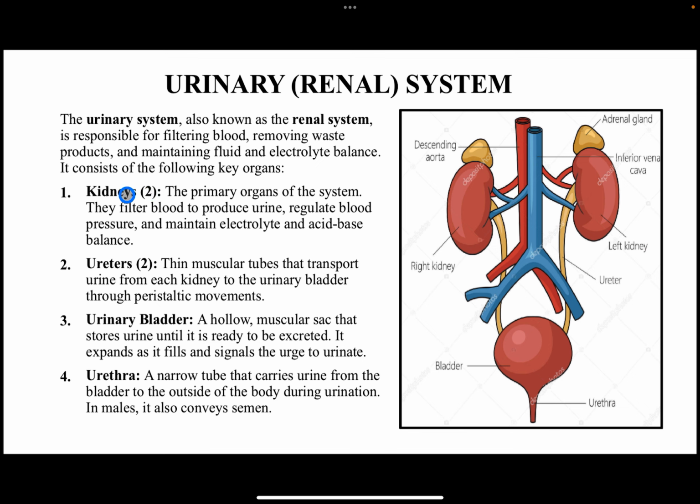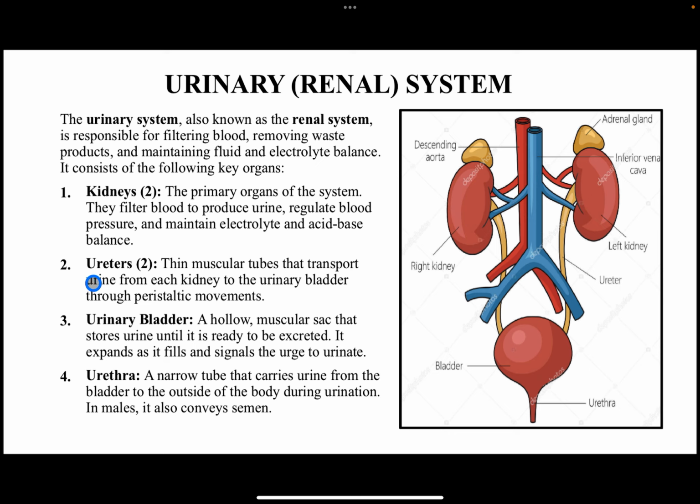So you realize that we have two kidneys. In fact, the kidneys are the primary organs of this system, the urinary system. They are responsible for filtering the blood. They produce the urine, regulate blood pressure, and maintain electrolyte and acid-base balance. That is the kidney. So you see we have two kidneys, the right kidney and then the left kidney.